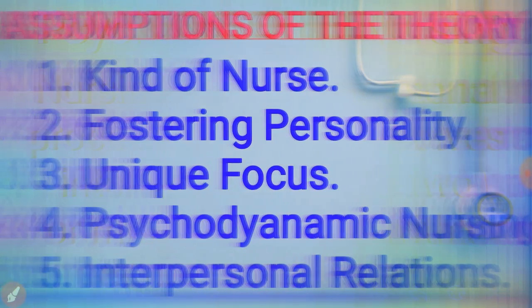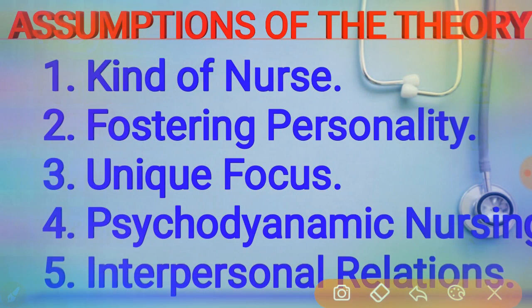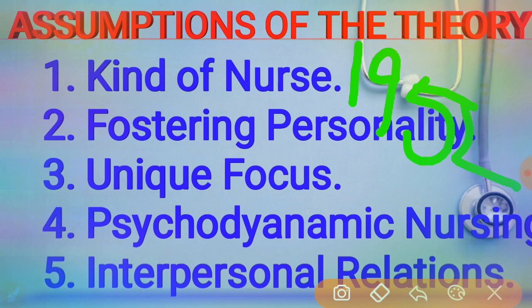Then next one, what are the assumptions of Peplau's theory? In the year 1952, she identified the book. The book was meant to guide the assumptions. There are different types of assumptions, especially the five major assumptions.